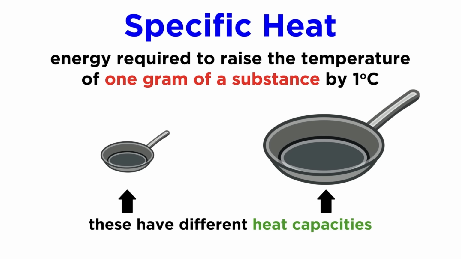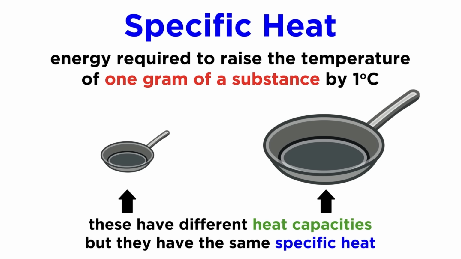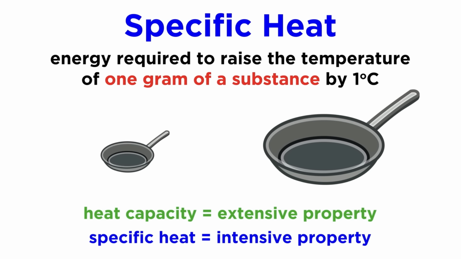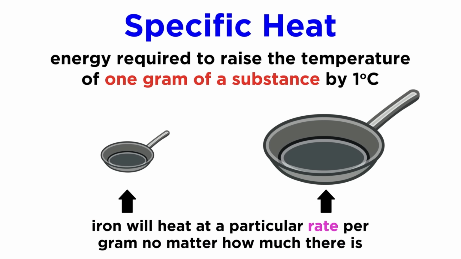This means that the two cast iron frying pans of different sizes that had different heat capacities will actually have identical specific heats because they are made of the same material. This means that whereas heat capacity is an extensive property, depending on the amount of substance present, specific heat is an intensive property and does not depend on the amount of substance present. Iron will heat at a particular rate per gram regardless of how much there is.